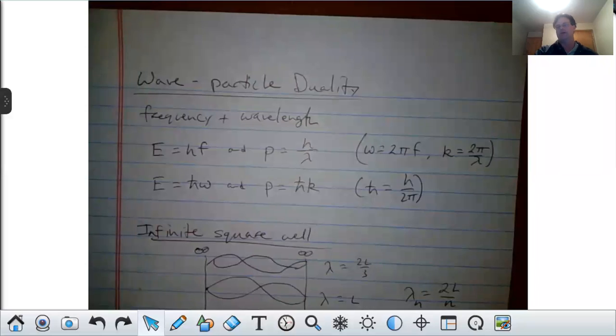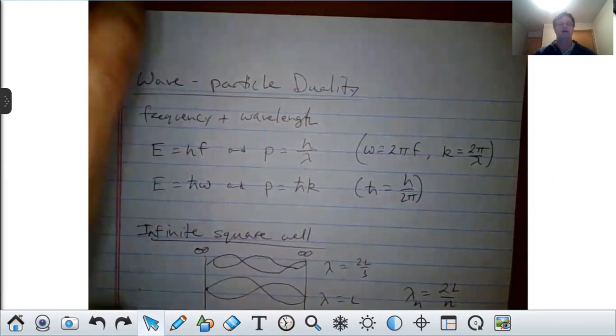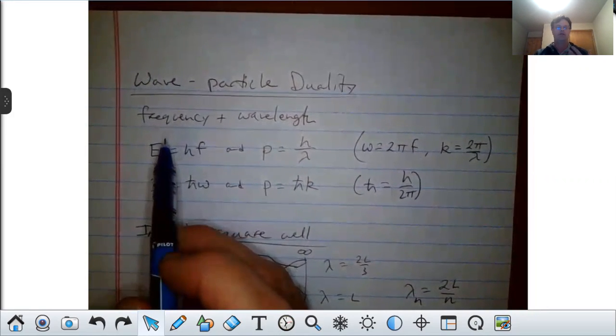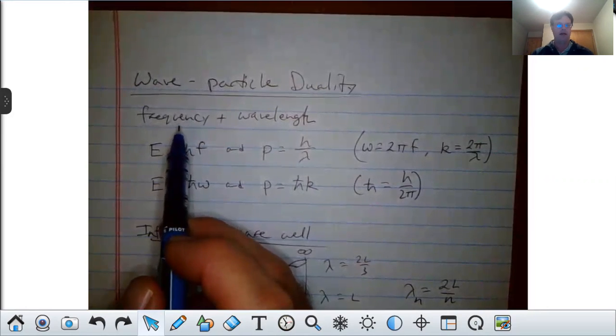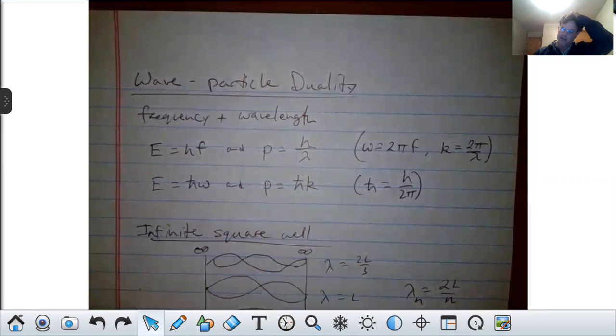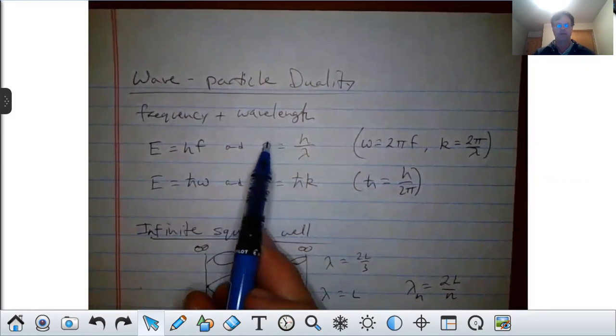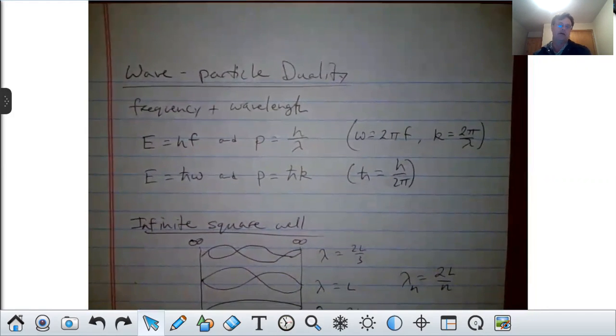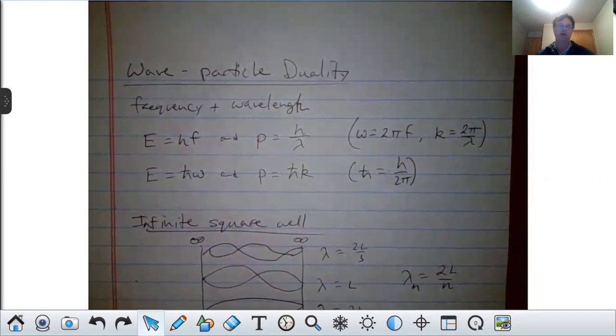So one thing that comes up when we deal with quantum physics is the idea of wave-particle duality, where photons are particles of light, but light still has a frequency. Same goes for electrons. Normally we think of electrons as particles, but they can have a wavelength. And when we talk about quantum particles, there are two equations that are really fundamental.